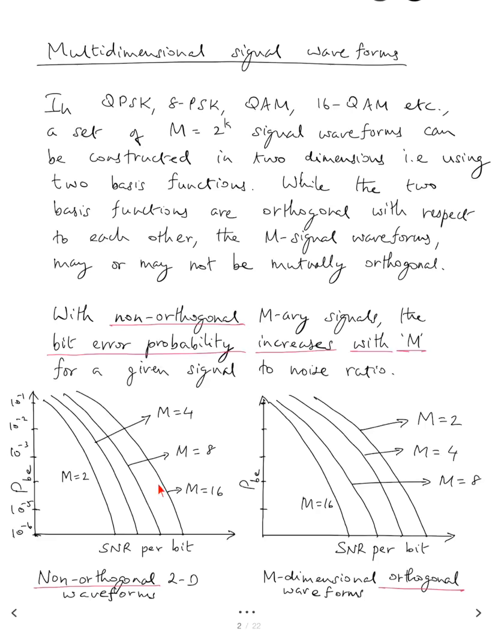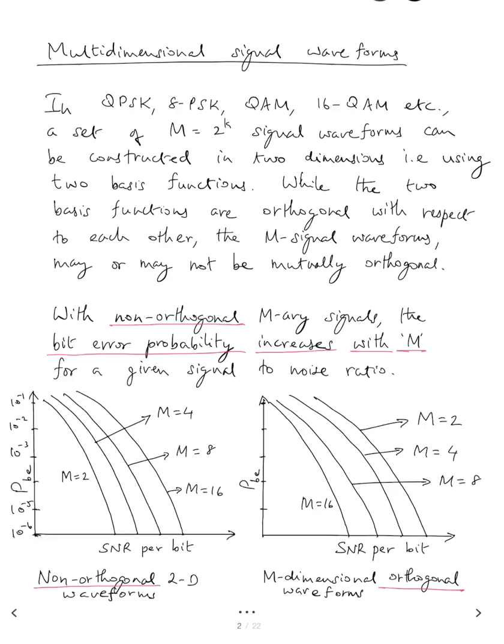When m equals 16, to achieve the same bit error probability, the signal to noise ratio required is even higher. So we can look at it in two ways. For a given signal to noise ratio, the error probability increases with m, or for a given error probability, the signal to noise ratio required to achieve that error probability increases with m. So to achieve the same error probability, as we go from m equal to 2 to 4, we need a higher signal to noise ratio. That means we'll need to increase the signal power for a given noise power.